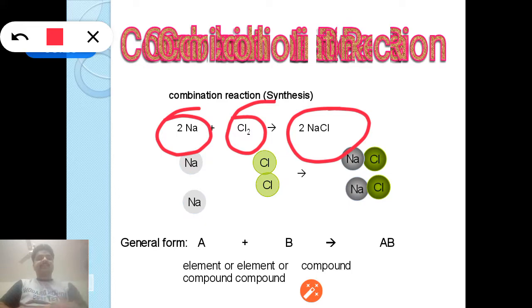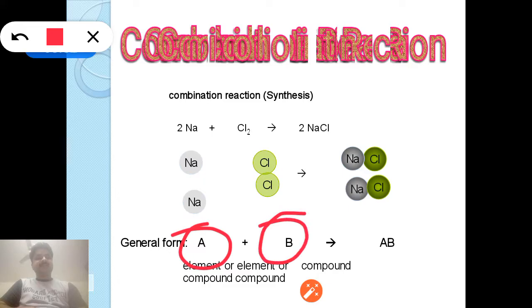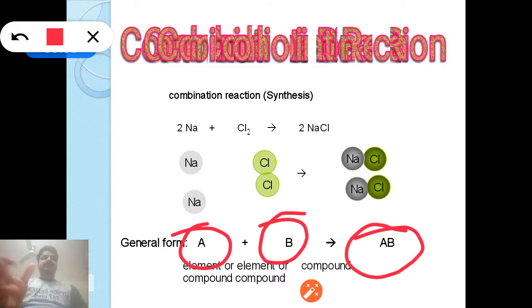When we write the equation, if we want to write it for one molecule of NaCl, it becomes Na plus half of Cl2, which gives NaCl. So in this type of chemical reaction, any two reactants A plus B will give a single product. Two reactants combine to give a single product.